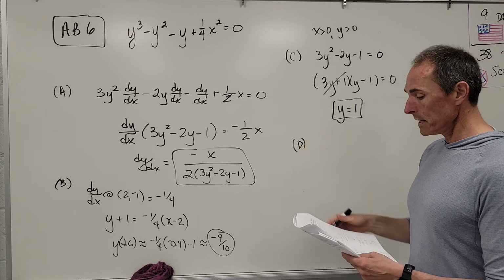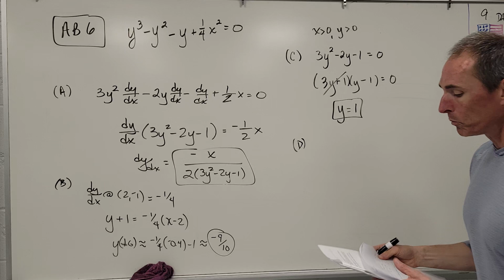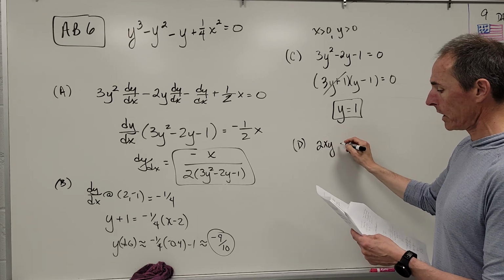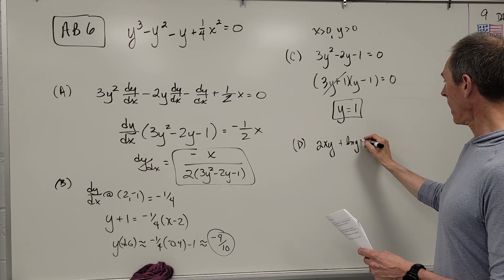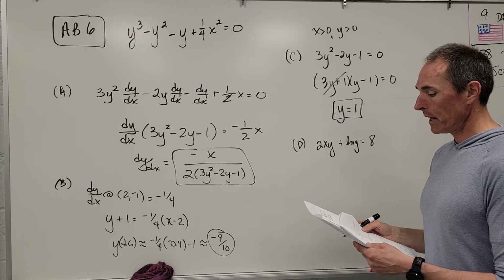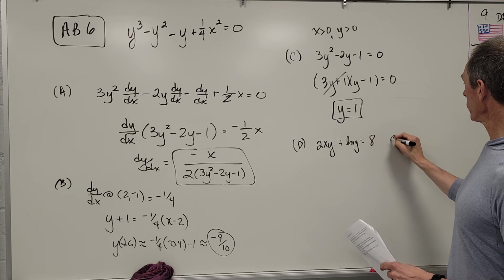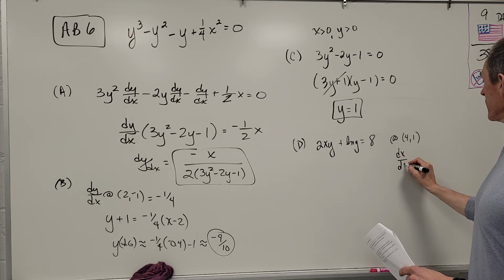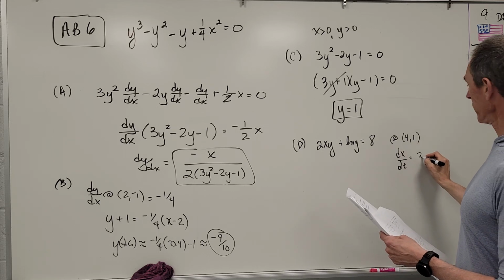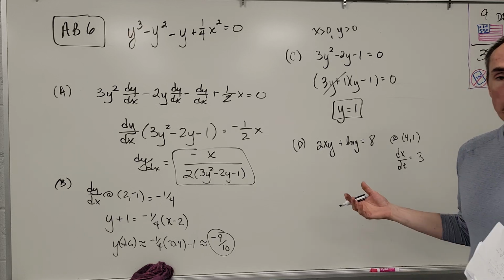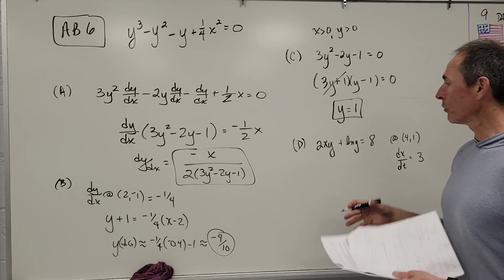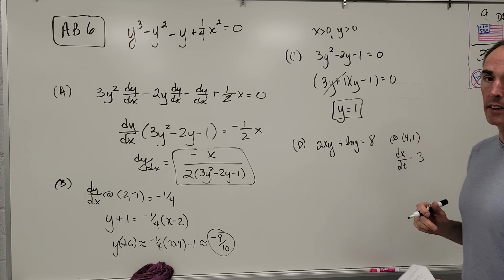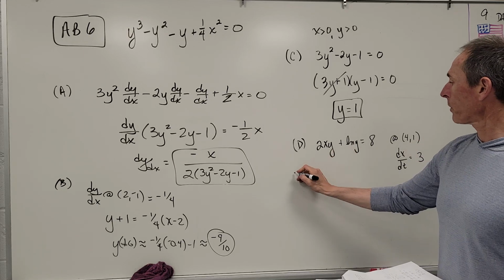For part D, the question says a particle moves along curve H defined by the equation 2xy plus ln of y equals 8. At the point 4, 1, it's known that dx/dt is equal to 3. So this is an implicitly defined problem with respect to time, a related rates situation. They'd like to find dy/dt at this instant. So another implicit problem.